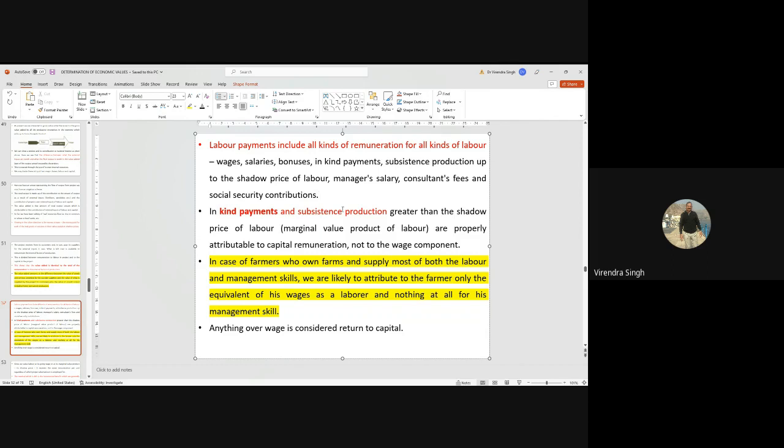In-kind payment and subsistence production greater than the shadow price of labor are properly attributable to capital remuneration, not to the wage component. In the case of farmers who own farms and supply most of both labor and management skills, we are likely to attribute to the farmer only the equivalent of his wages as a laborer and nothing at all for his management skills. Anything over wage is considered return to capital actually.